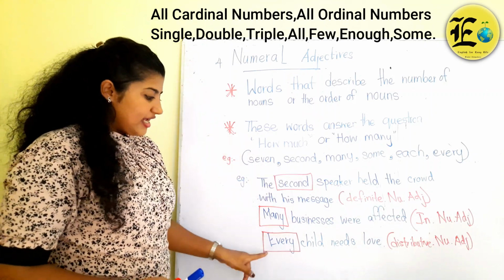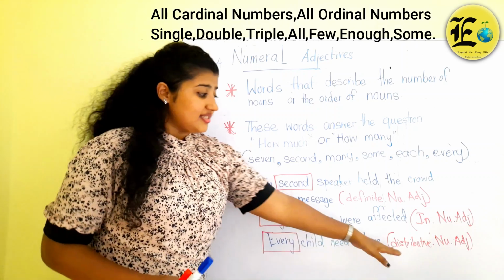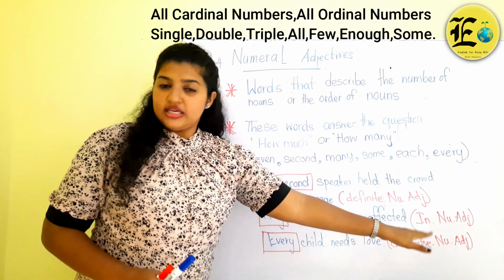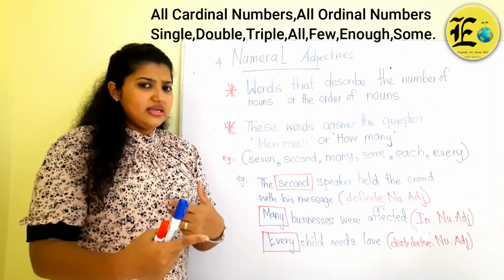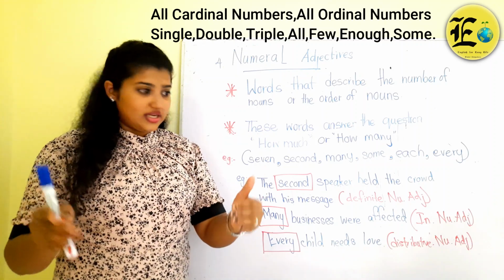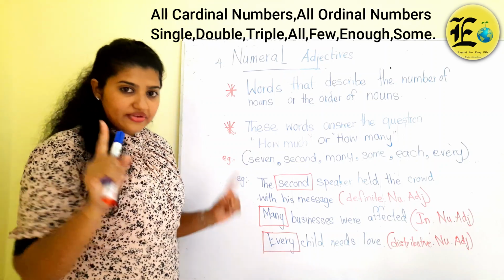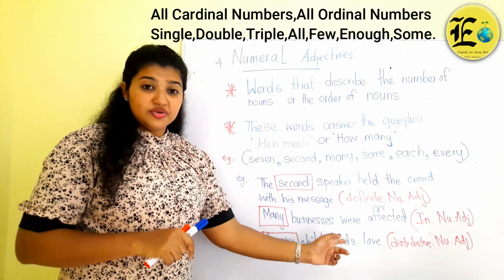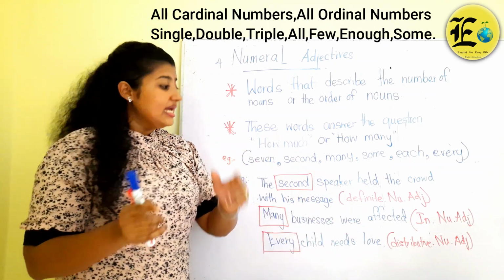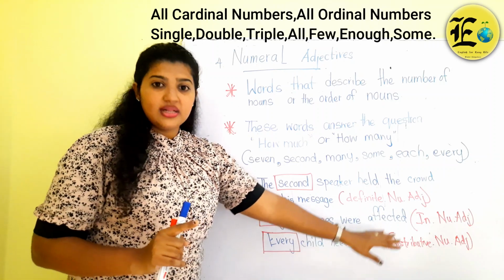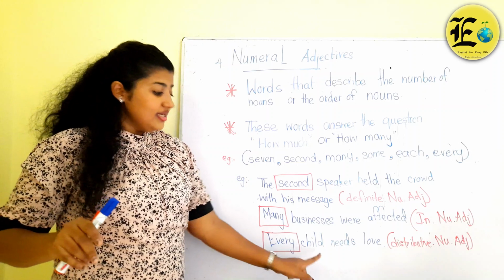So number three, every child needs love. Every child needs love, and that is a distributive numeral adjective that is distributed among everything. And don't worry, we'll be coming to the distributive adjective in detail later and there we'll be doing a discussion in detail. So just remember, every comes under distributive, not just a distributive adjective, but a distributive numeral adjective, because it is every. It is being distributed among all the nouns.